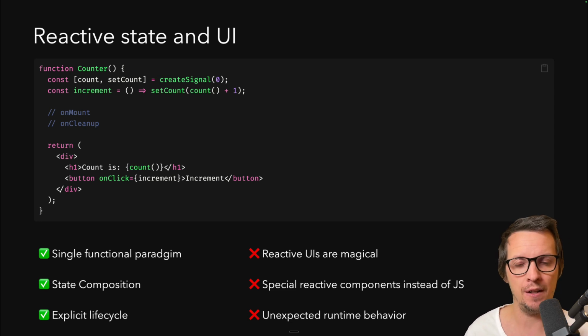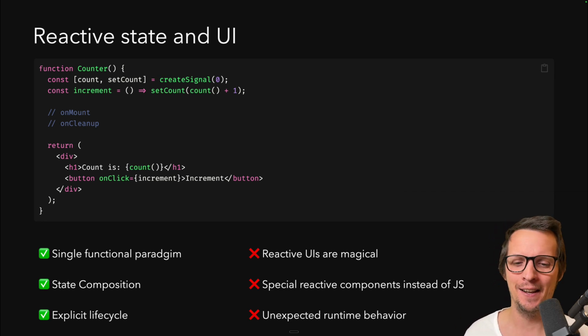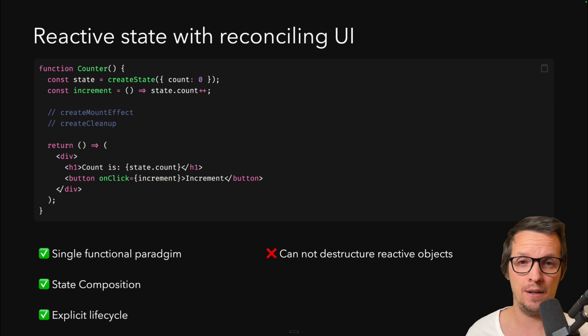And if it makes you productive, that's great. But I can't handle that, especially when I see unexpected runtime behavior, and I'm looking at the code and like, well, this is not really what's running. So how could we combine the amazing parts of reactive state management with the amazing parts of reconciling UIs? And that's what this library is trying to do.